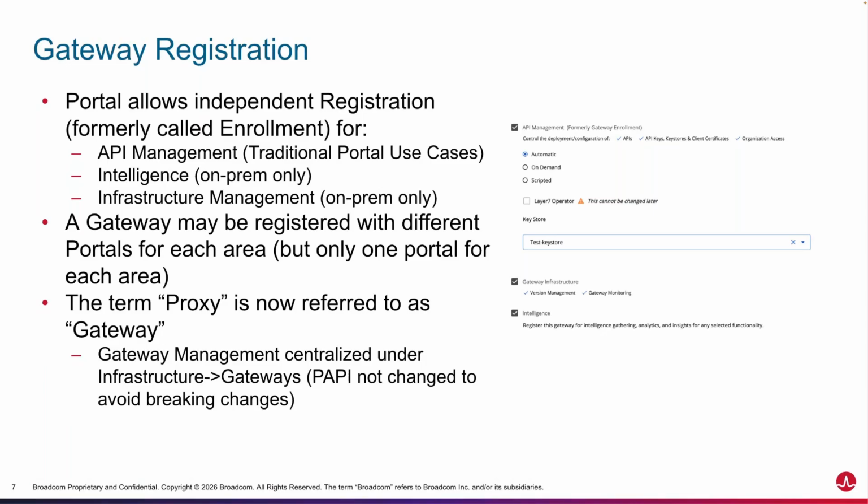Another thing you may notice is that we are starting to stop using the term proxy. So we've renamed it, there's no longer a manage proxies menu item. It's now moved under infrastructure and it's called gateways. So you'll see more and more of that change as we go away from using the term proxy. Do note PAPI, the portal API, has not changed. We didn't want to break anybody's current automation or anyone that's using the portal APIs directly. So the proxy endpoint still exists, but within the UI itself, we're referring to it all as gateway.